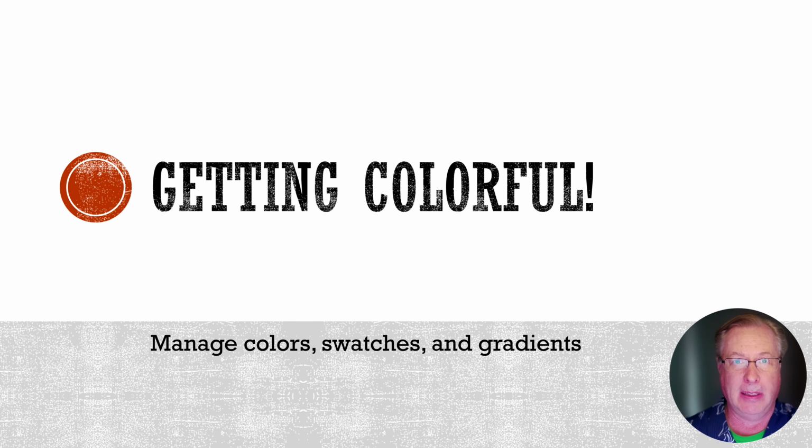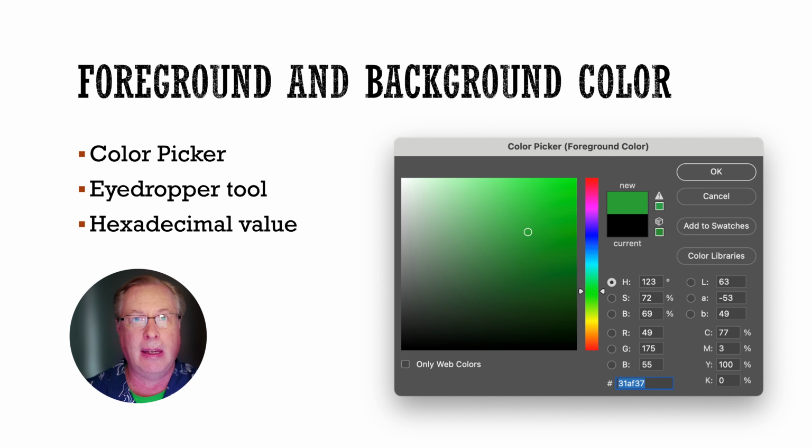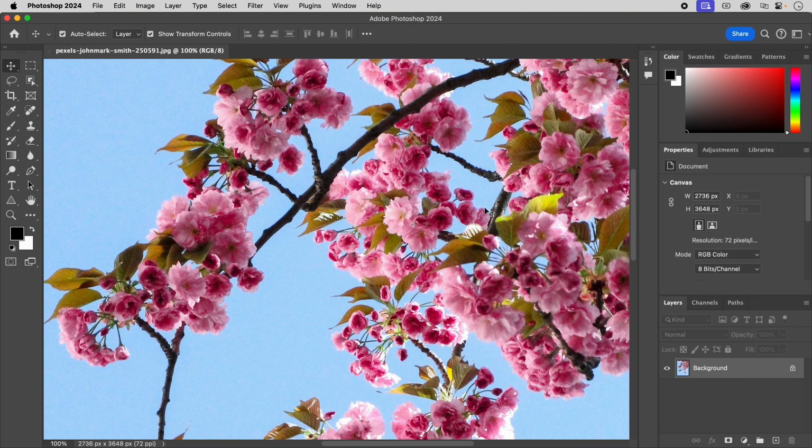Getting colorful. Anytime you use the eyedropper tool, you want to make sure it is not taking a point sample. Sometimes a stray bright or dark pixel will throw off what you're trying to measure. So let's get a few colors from this image.